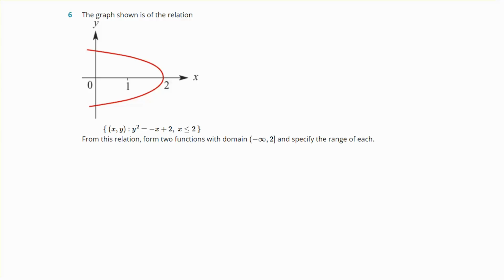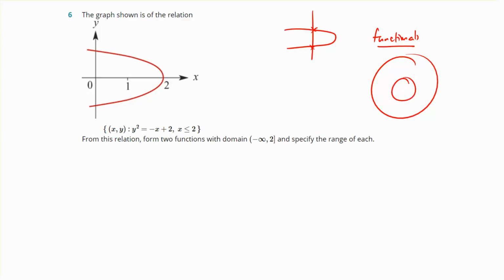The graph is shown of a relation. It's a relation because it fails the vertical line test. Now I want to highlight that all functions are relations, but not all relations are functions. The functions are here, and the relations are the bigger set. So functions are a subset of relations. All graphs are relations, but not all graphs are functions, because in order to be a function, you need to pass the vertical line test.